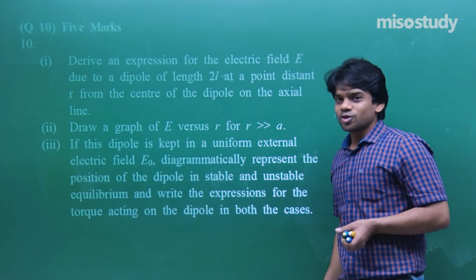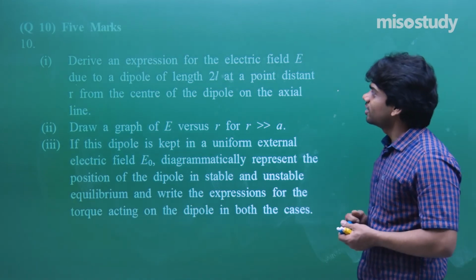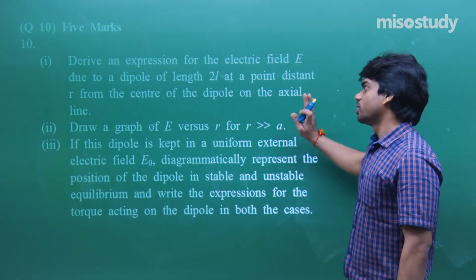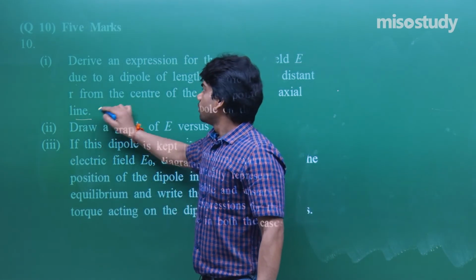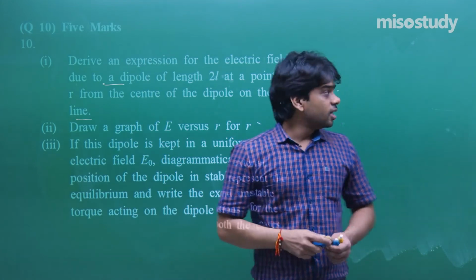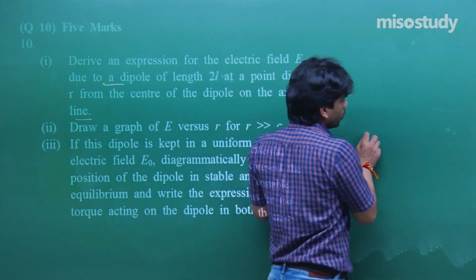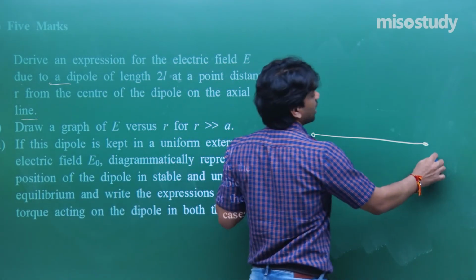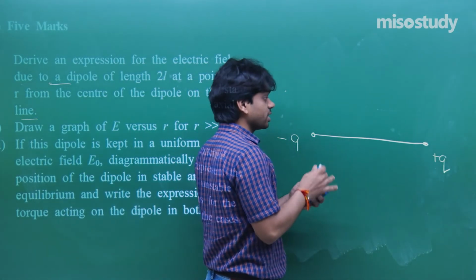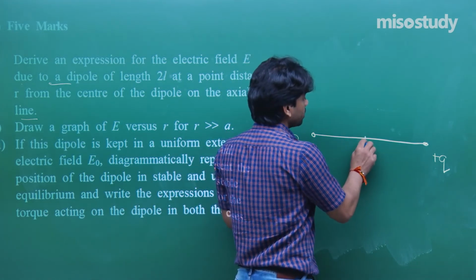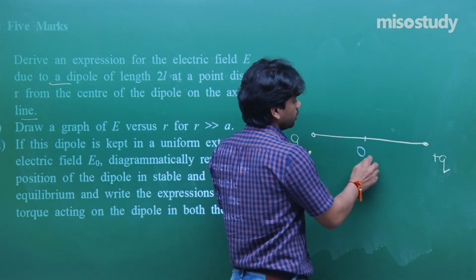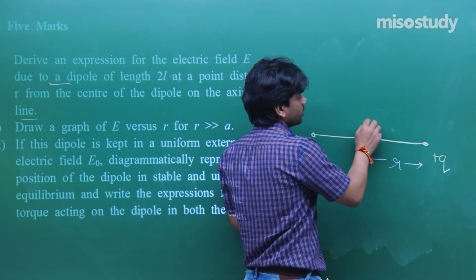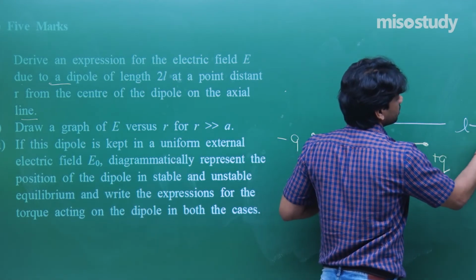Question number 10, the last question of the chapter for discussion. Derive an expression for the electric field E due to a dipole of length 2L at a point distance r from the center of the dipole on the axial line. It is a 5-mark question, 3 parts are there. For this derivation I am not going to invest more time, because we have done this in class. This question has been put up so that you have the idea that such questions can come.